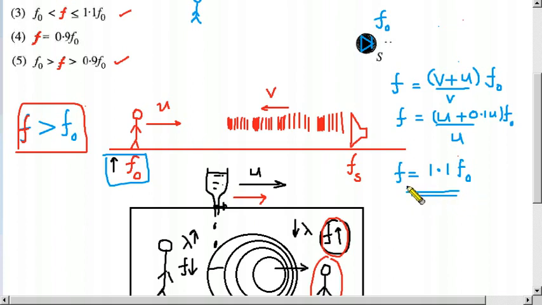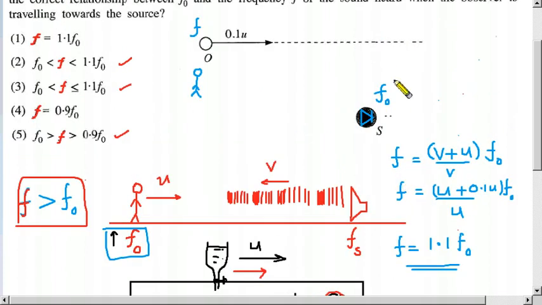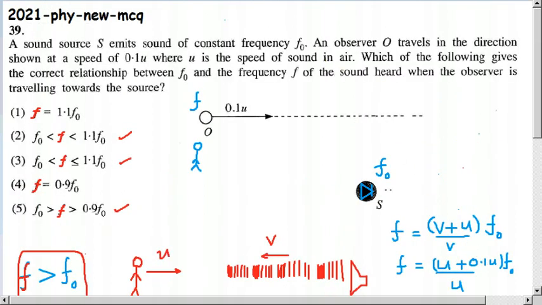The hertz, the frequency, the observed frequency. This one I used previously, red color. So this frequency is equal to 1.1 times f naught. But that happens if this observer were on this line, but he is not. It is not on the line, it is by the side.